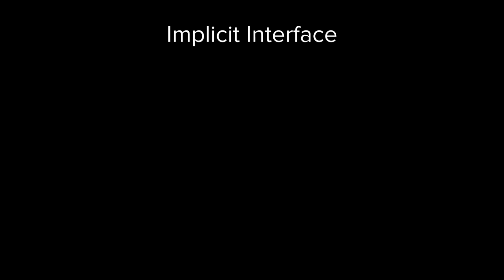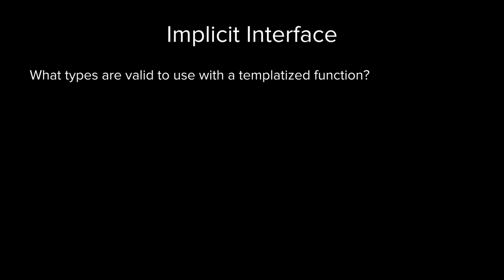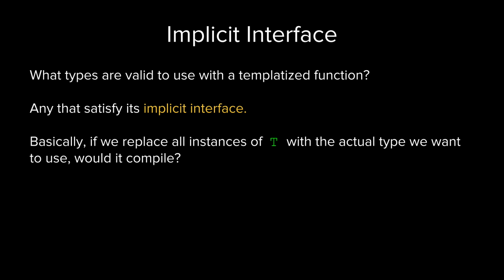So that's something called the implicit interface of the template, which is that the only types valid to use with a templatized function are those that satisfy its implicit interface, which is basically if you replace this type T with the actual type you want to use, would the code compile? And if it does, it will compile. If it doesn't, it won't. Okay? And this is actually an important point. It will relate to something we'll talk about in a bit.